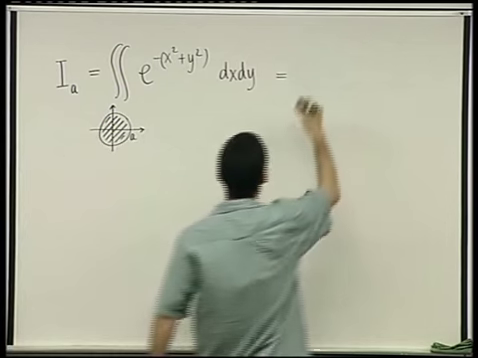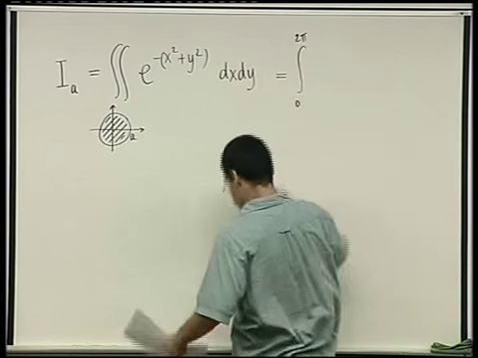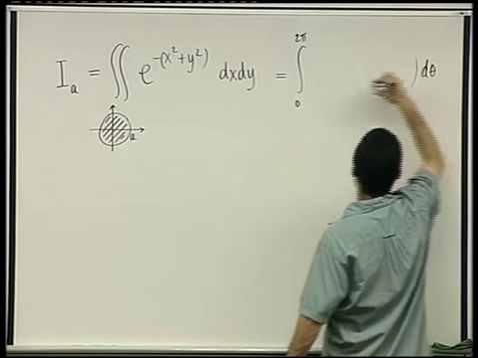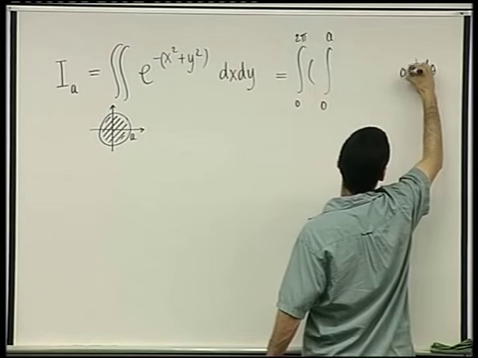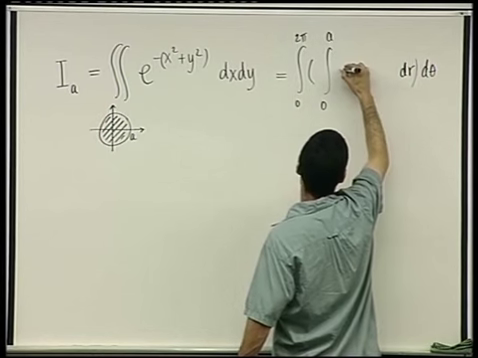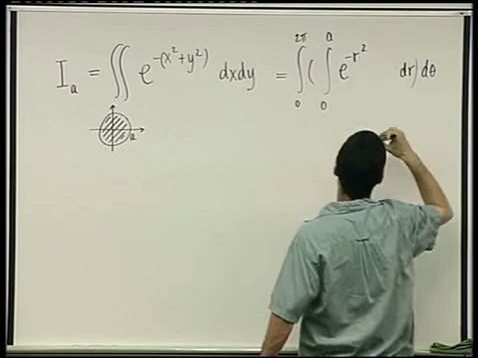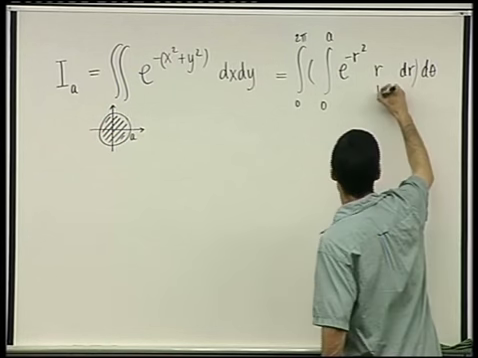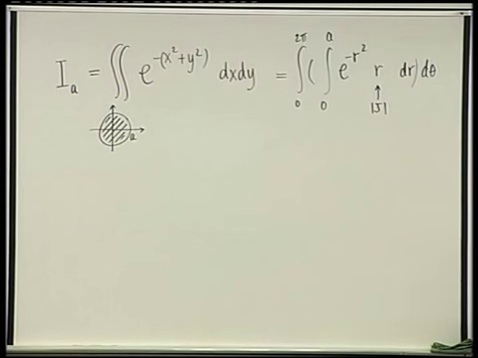Good. So what we're going to get is the integral from 0 to 2 pi d theta of the integral from 0 to a dr of the function, which is now e to the minus r squared, times r. Aha. So this r is the Jacobian for change of variables to polar coordinates.